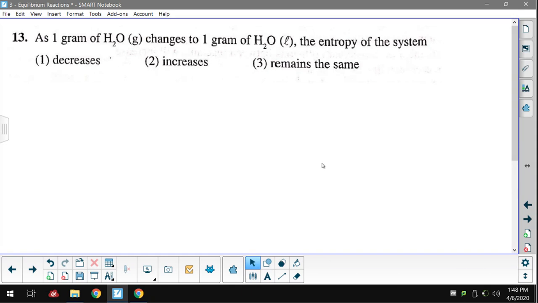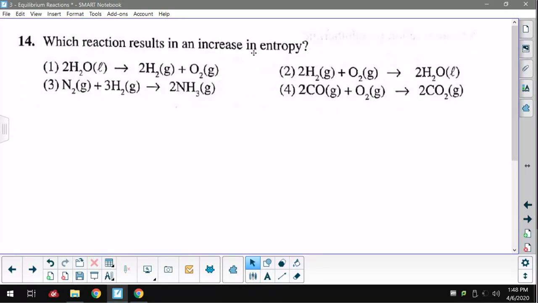13, a gram of water vapor changes to liquid water. Well, gases have higher entropy than liquids, so the entropy is going to decrease. Which one results in an increase in entropy? Liquid to gas. There's an increase in entropy. Gas to gas, 4 moles of gas to 2 moles of gas, that's a decrease in entropy. We have 3 moles of gas to liquid, that's a decrease in entropy. We have here 3 moles of gas to 2 moles of gas, that's a decrease in entropy. Number 1 is your only answer.